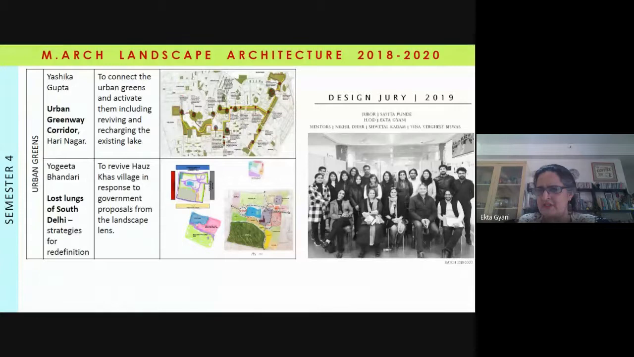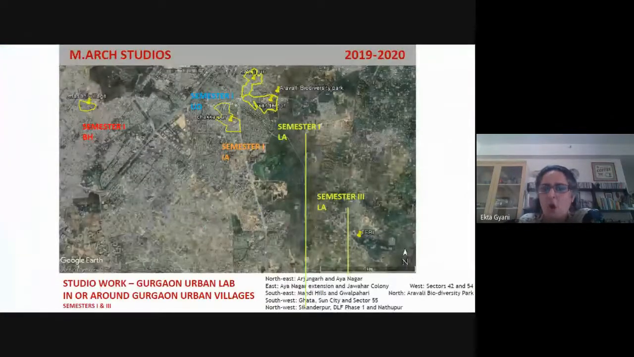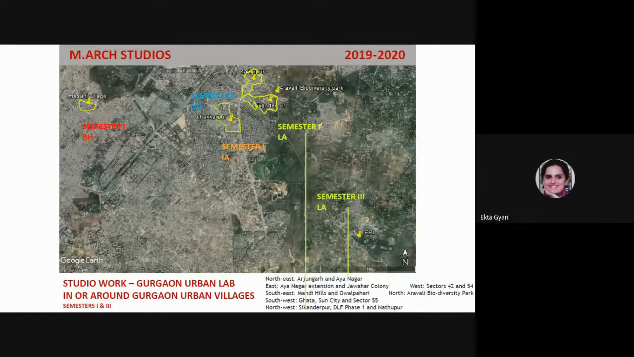This is a photograph of a jury we had. This is all master's programs. You can see BH, UD, IA, LA. We took up different parts of Gurgaon and we called it the Gurgaon Living Lab. And we tried to find ways to intervene and help Gurgaon.